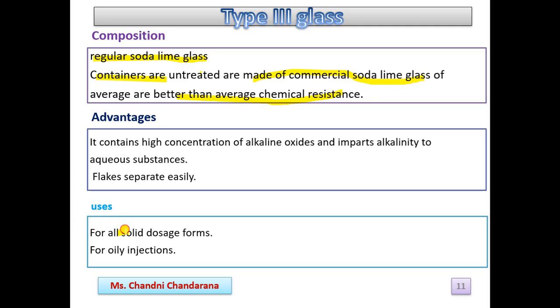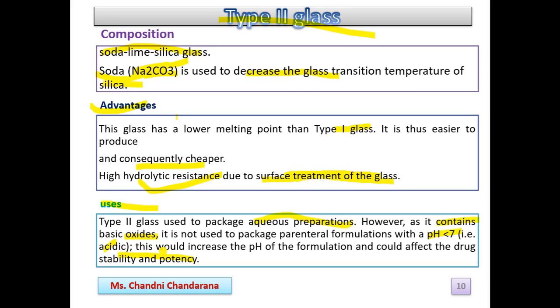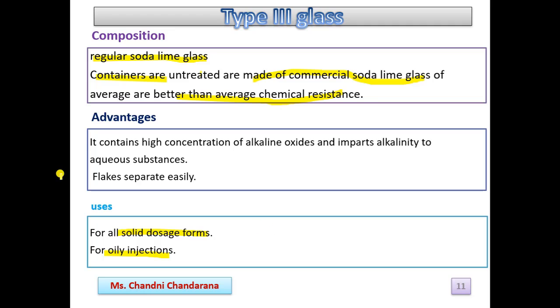Now what are the uses? It is used for all solid dosage forms, and for oily injections. See, type 2 is for aqueous preparations, but here this glass is used for oily injections. What are the advantages? It contains a high concentration of alkaline oxides and imparts alkalinity to the aqueous substance. We can say flakes separate easily from this kind of glass. We can separate the flakes easily.